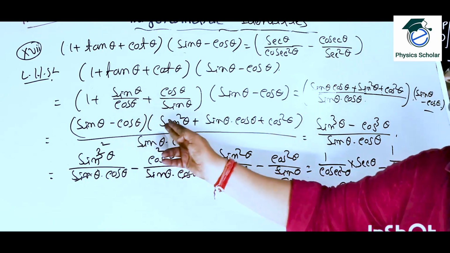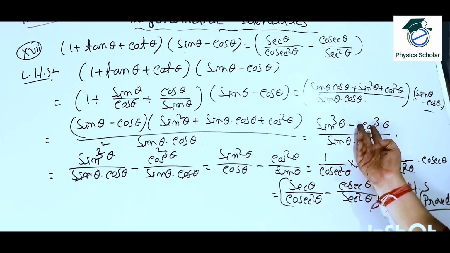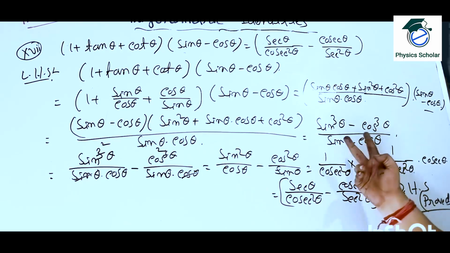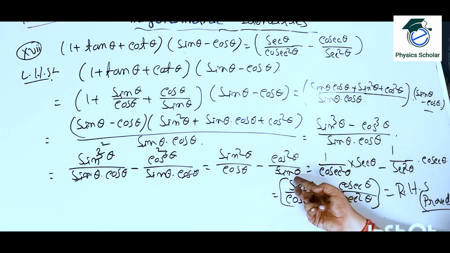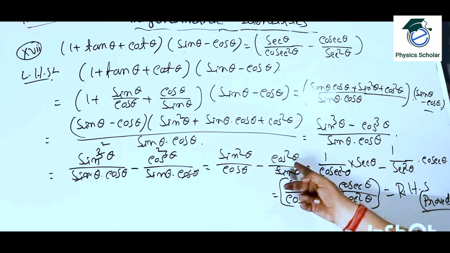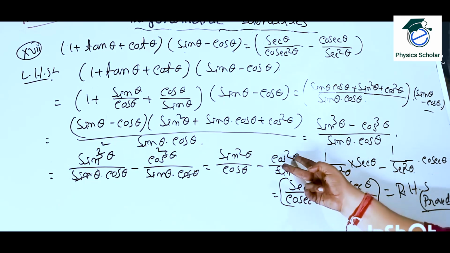Now a minus b into a square plus ab plus b square, factorization formula a cube minus b cube. Okay, so a cube minus b cube, factorization formula. Clear? So this divided by this minus this divided by this we can write. Okay, so it is coming sin square by cos theta minus cos square theta by sin theta. Clear? So sin square theta means what? 1 by cos square theta. Okay, 1 by cos square theta, and 1 by cos means what? Sec theta, and cos square theta means what?